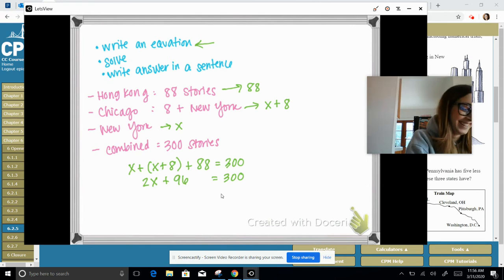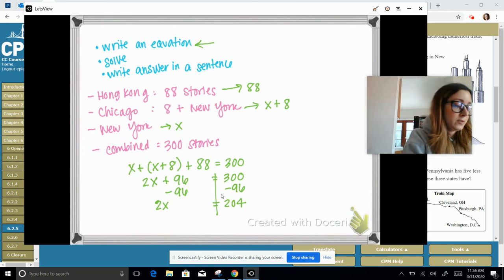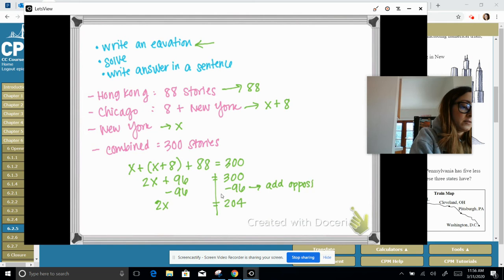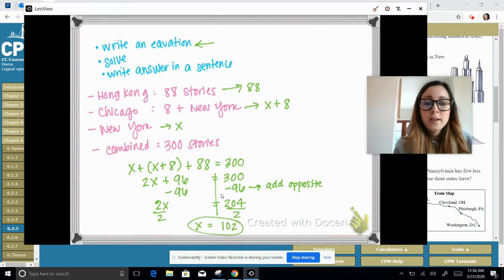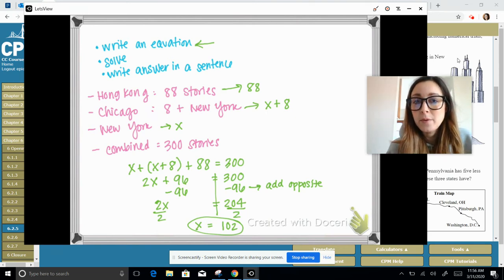And then we're going to subtract 96 from both sides. So this is like adding the opposite. So 2x equals 204. So if you don't remember, this is like adding the opposite, so that way we can simplify. And then our last step is we're going to divide by 2. So x equals 102.